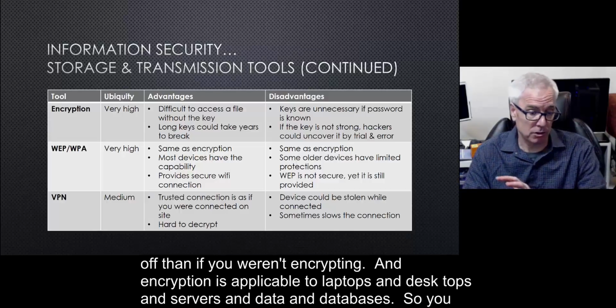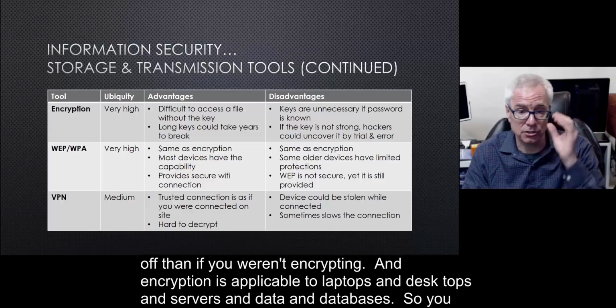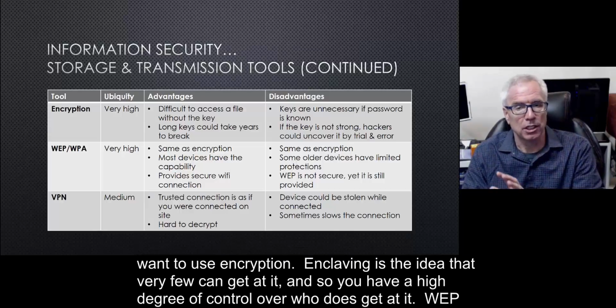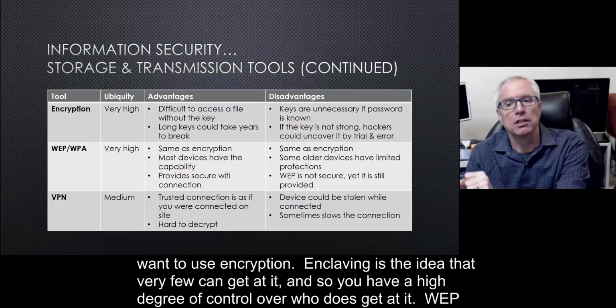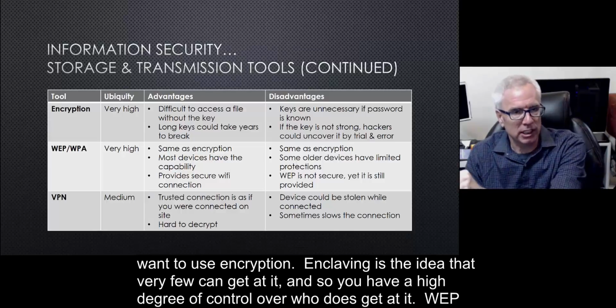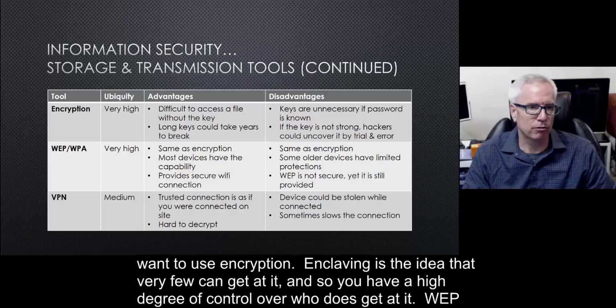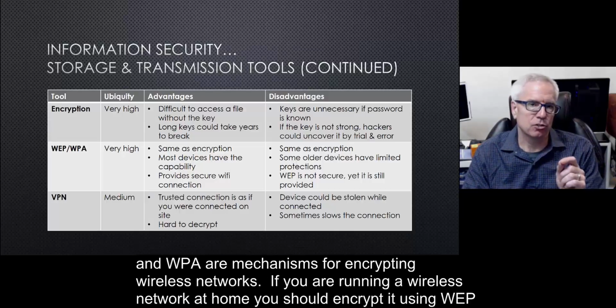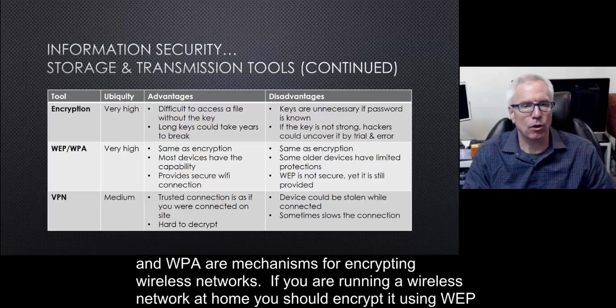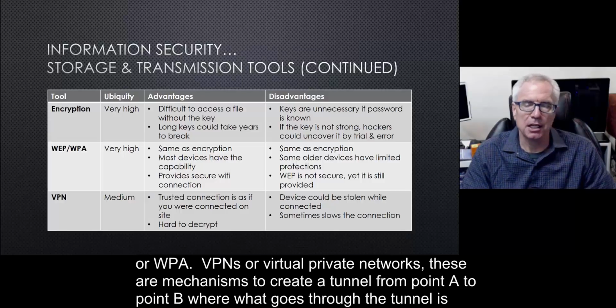And encryption is applicable to laptops and desktops and servers and data and databases. So you want to use encryption. Enclaving is the idea that very few can get at it, and so you have a high degree of control over who does get at it. WEP and WPA are mechanisms for encrypting wireless networks. If you're running a wireless network at home, you should encrypt it using WEP or WPA.